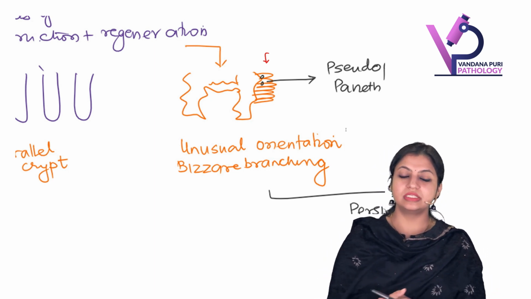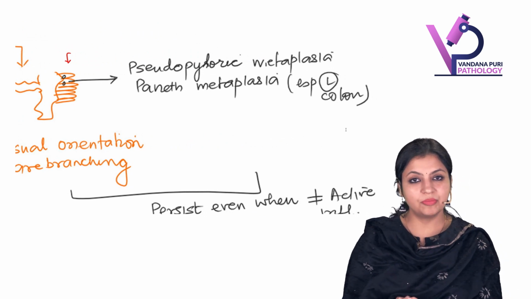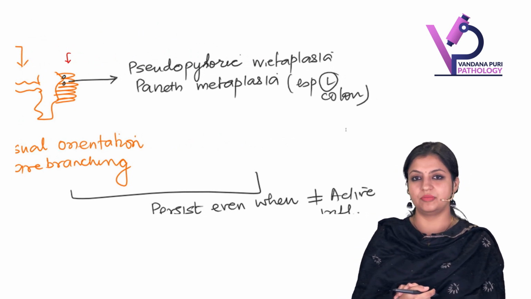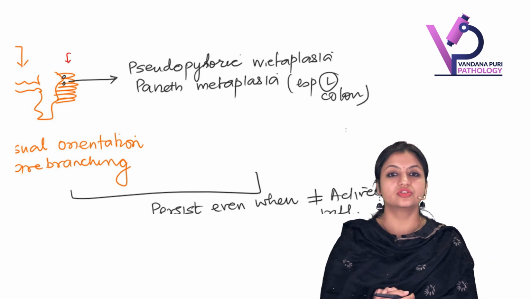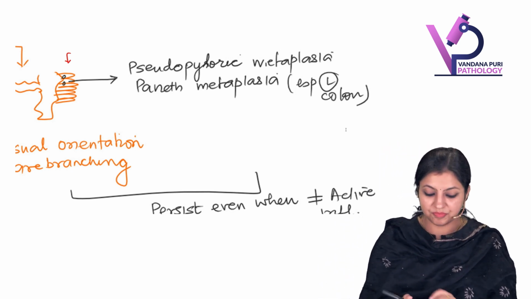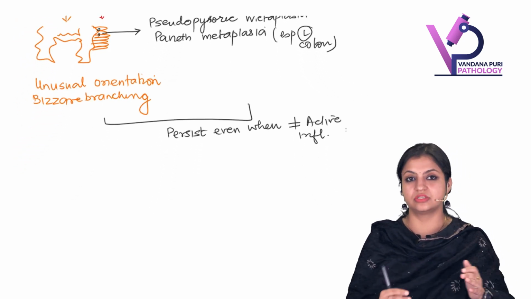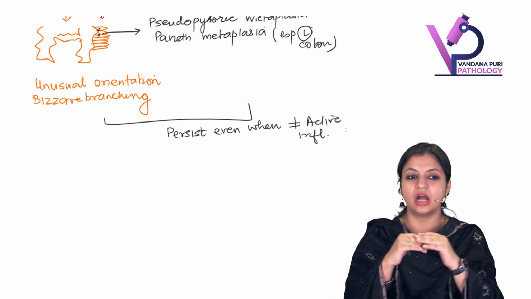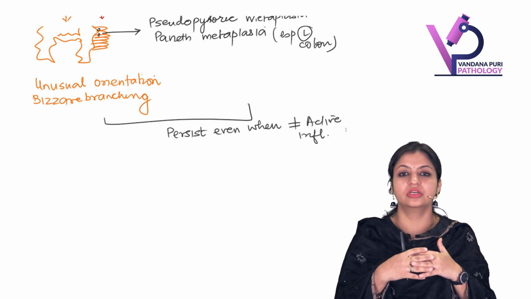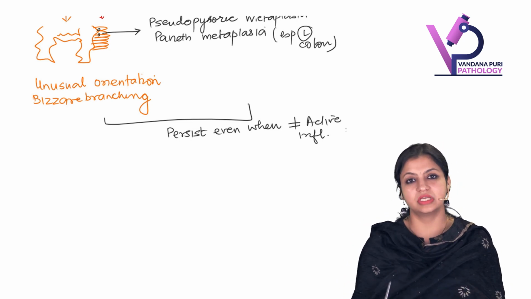So which kind of metaplasias can be seen here? We can have either pseudopyloric metaplasia or Paneth cell metaplasia, especially in the left colon. Please remember here that these findings will persist. Once the crypt has become unusual and branched, it persists even if inflammation subsides.